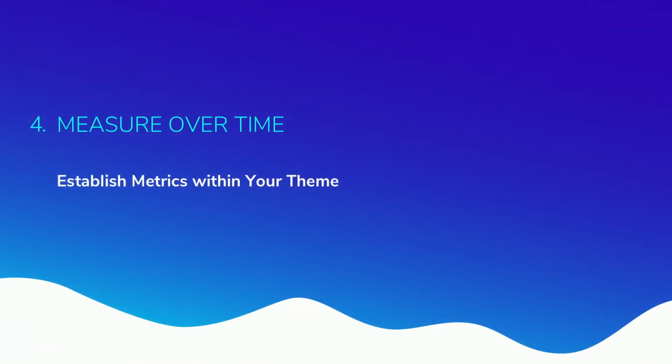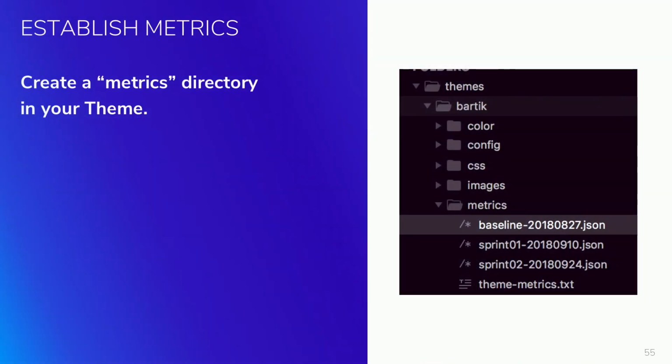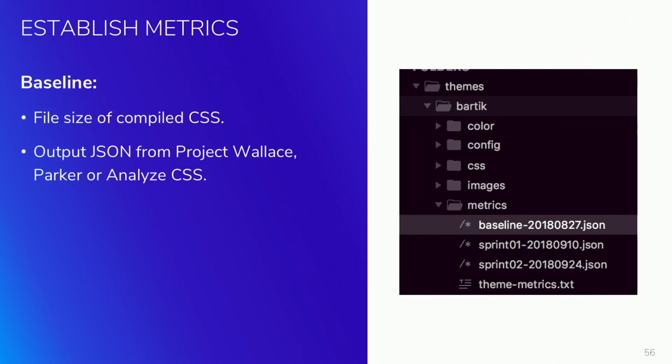So what did all these tools do? I alluded to you can output JSON, right? But ultimately, after you audit it, you've done all that work, what you want to do is benchmark that and then measure it over time. So what I'm proposing is adding a metrics folder in every theme. And so what you can do is take that output from Project WALLACE sprint by sprint. You can add this as part of your automation tasks and just run it through Parker or a command line tool. Output that JSON and just put it right in your theme.